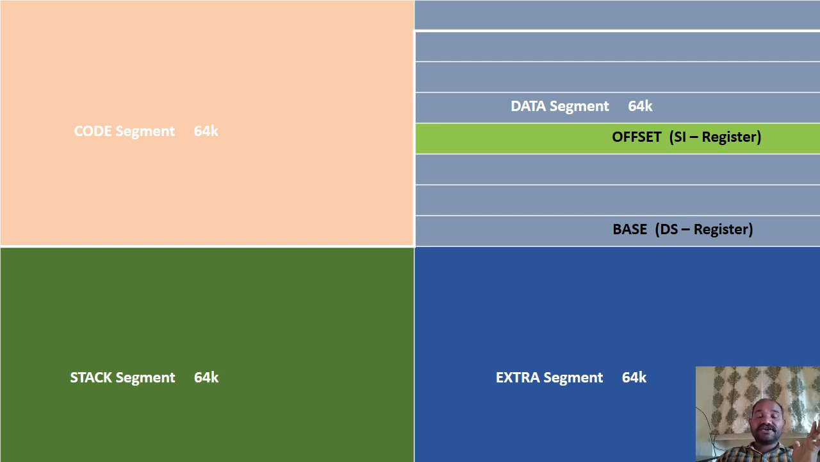The address which is generated by the 8086 microprocessor is a 20-bit address, but the address which is used for accessing a particular memory location in a particular segment is 16-bit wide. The base address is 16-bit wide, and the offset address is also 16-bit wide. So the 20-bit address which the 8086 microprocessor generates is called a physical address.